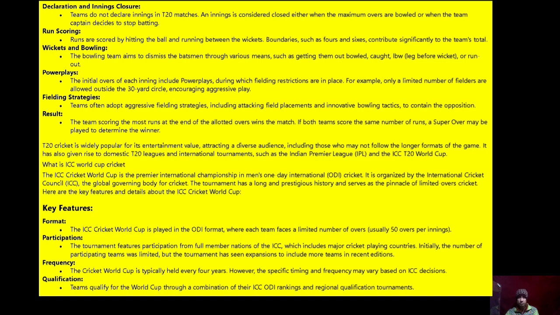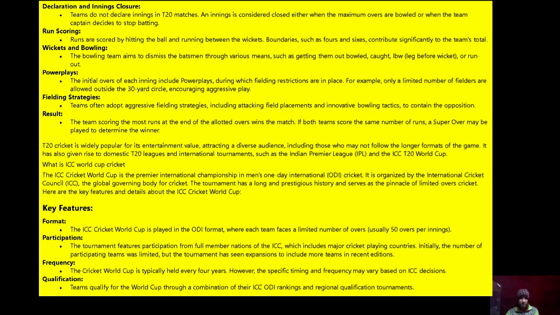Next point, home grounds. Each team has a designated home ground and home matches are played at that venue. The atmosphere at the home ground is often electric with passionate fans supporting their teams.